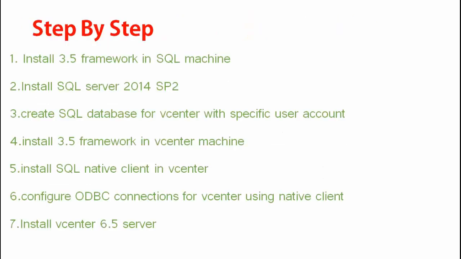Step by step, first we need to install the .NET 3.5 framework on the SQL machine, and install SQL Server 2012 Service Pack 2 on that second machine only, and create a SQL database for vCenter with a specific user account. The third step is to install the .NET 3.5 framework on the third machine, the vCenter machine, and install the SQL native client on the vCenter machine only, and configure an ODBC connection for vCenter using the native client option. The final step is to install vCenter server. Let's do everything step by step.